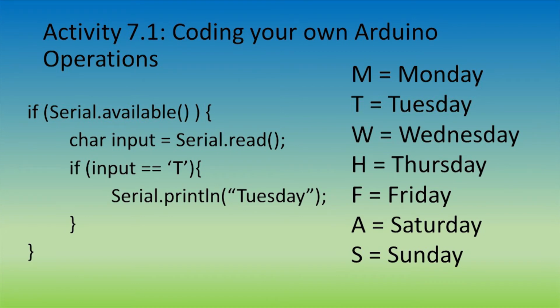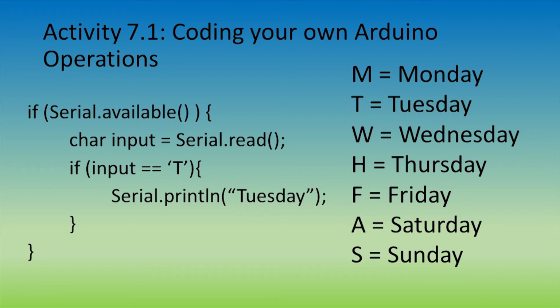Your next activity is to develop some code that will ask the user for a letter and prints the day of the week for that letter. For example, if you input T, the word Tuesday should print out. The code that is shown allows the user to input data and store it in the variable input. Use this variable to check the day for each.